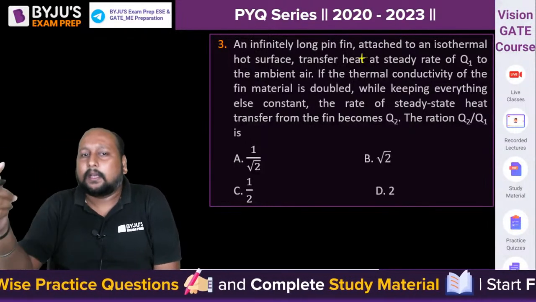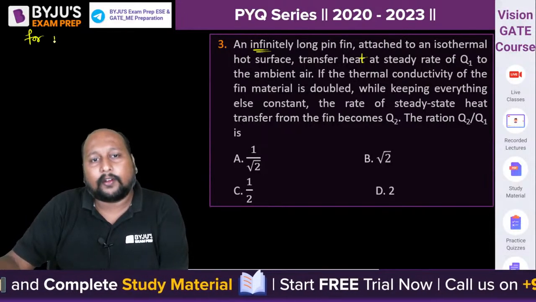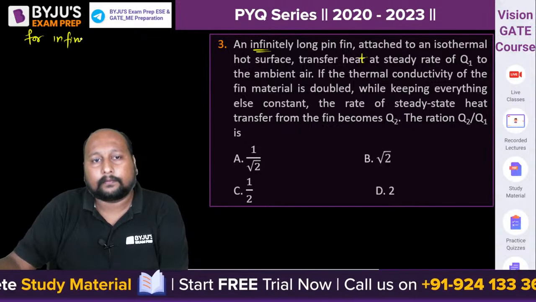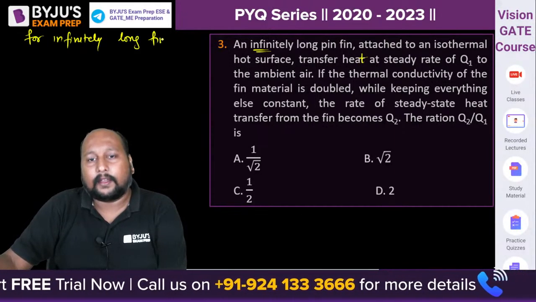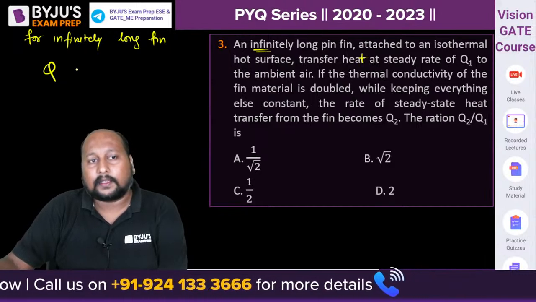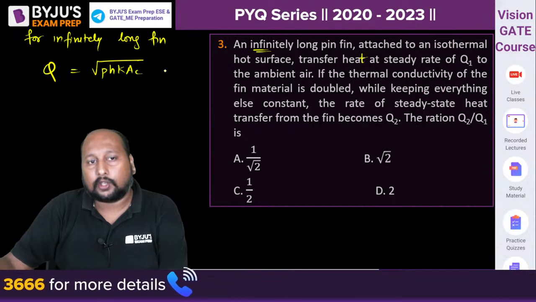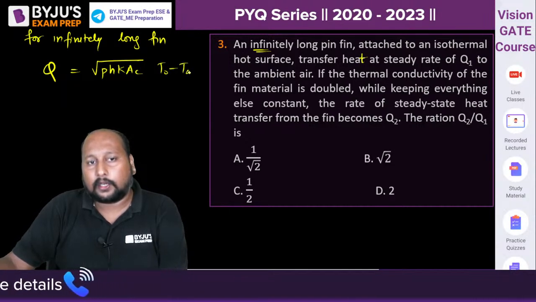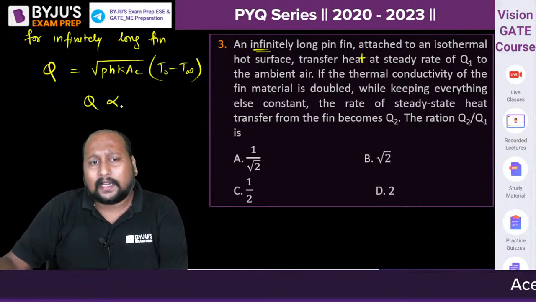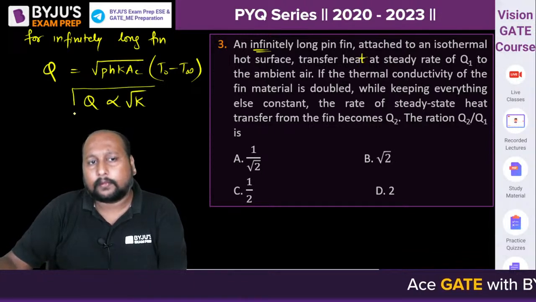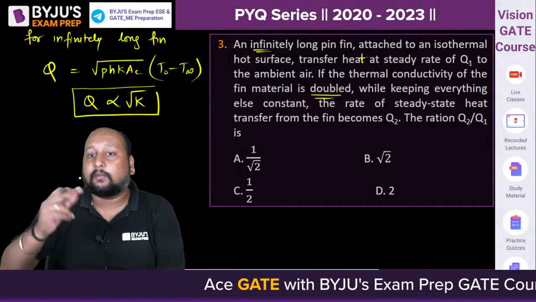So it's quite easy. They are saying this is an infinitely long fin. So for an infinitely long fin, we know the formulation, very easy. Your Q through the fin is equal to under root of P h K cross section area, into the base temperature minus the ambient temperature, right? So I can say Q is directly proportional to root of K, right? Now what you are doing, you are doubling the value of the thermal conductivity. What will be the impact?